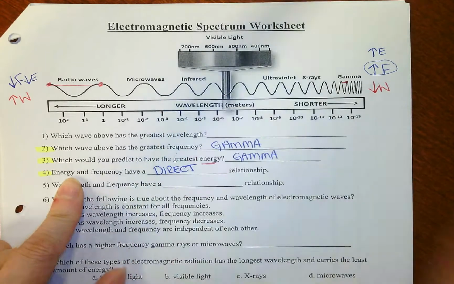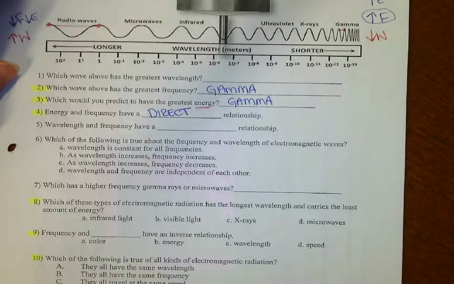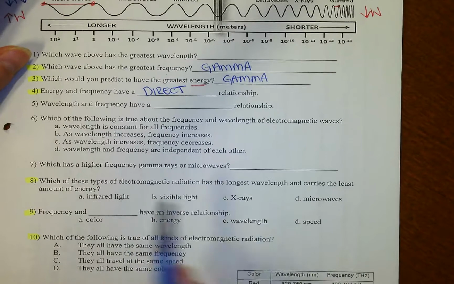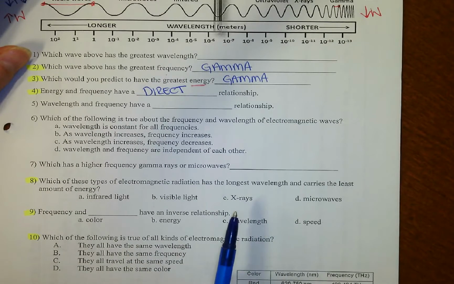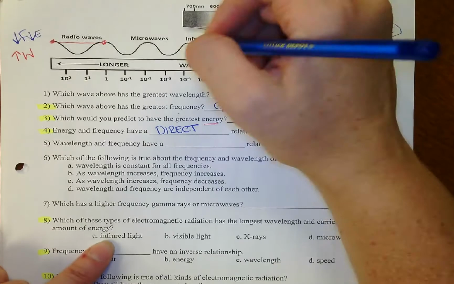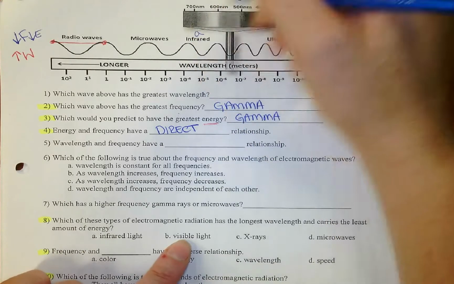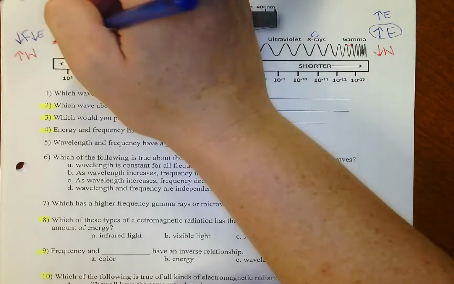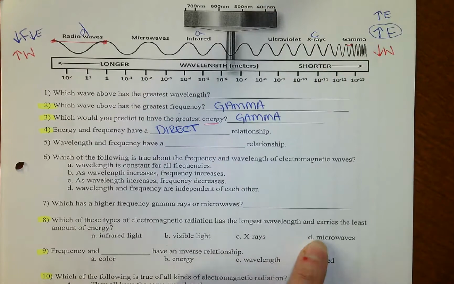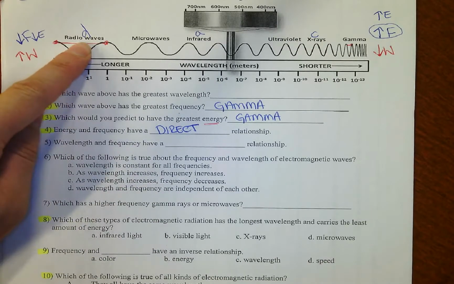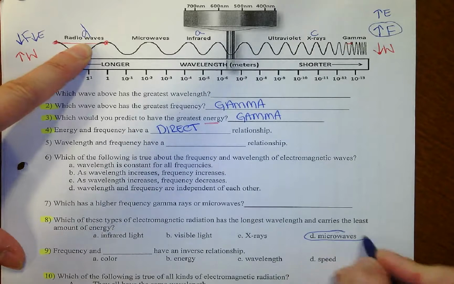Okay. Number 8. Which of these types of electromagnetic radiation has the longest wavelength and carries the least amount of energy? So I would say infrared light, A, visible light, B, X-rays, C, microwaves, D. Which one has the longest wavelength? Radio waves is the longest wavelength, which means the least energy. So microwaves, longest.